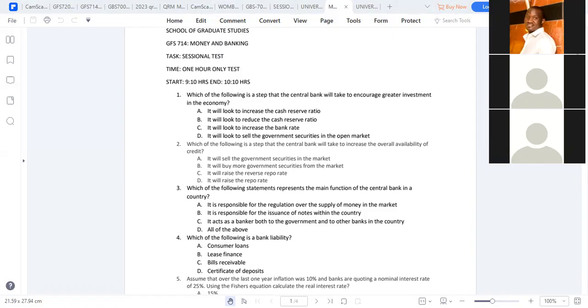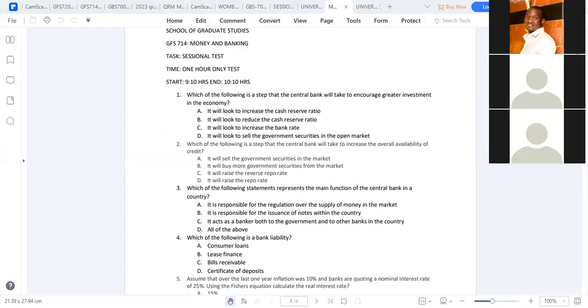Question number 1: which of the following is a step that the central bank will take to increase the overall availability of credit? The answer is B, it will reduce the cash reserve ratio so there's enough money in circulation. The answer is also B, to buy more securities from the market. By buying, what does it mean? Selling means it's absorbing money. Buying means it's releasing money in the economy.